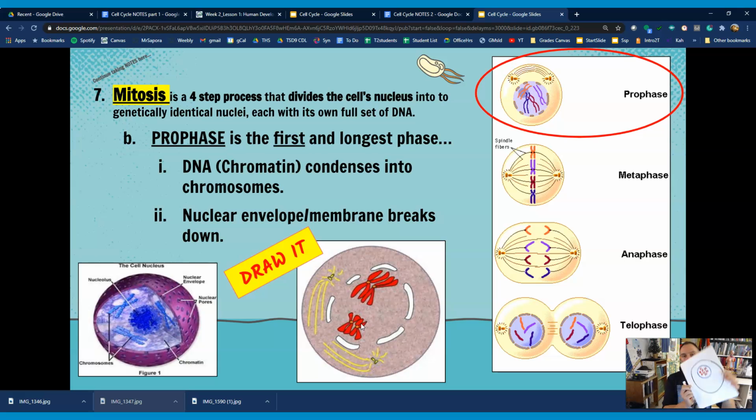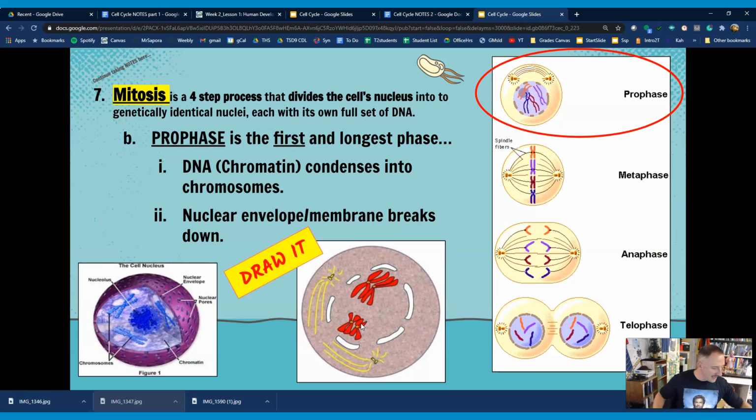And they're in there. And now the nuclear envelope starts to break down. So then what I do is I'll erase little sections here of the nucleus because it's starting to break apart. That's a good way to draw it there. You can actually see the DNA in a microscope. You can see it in there.